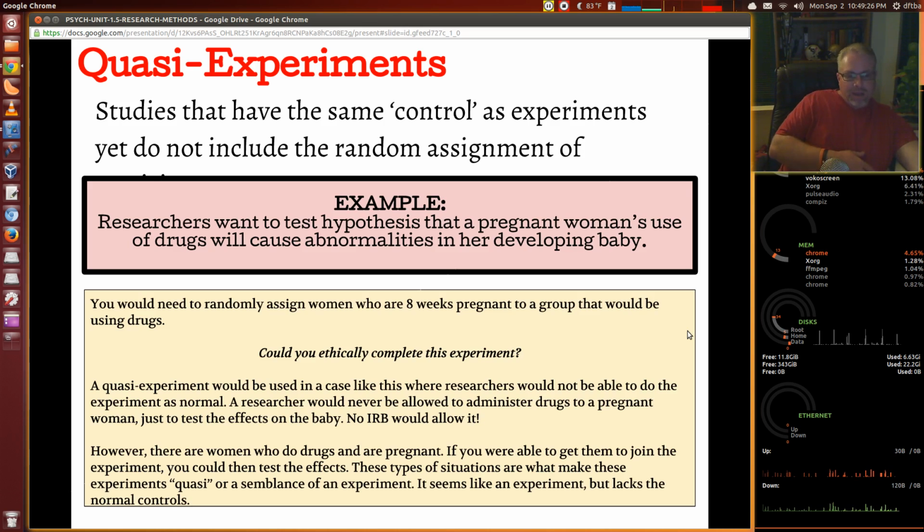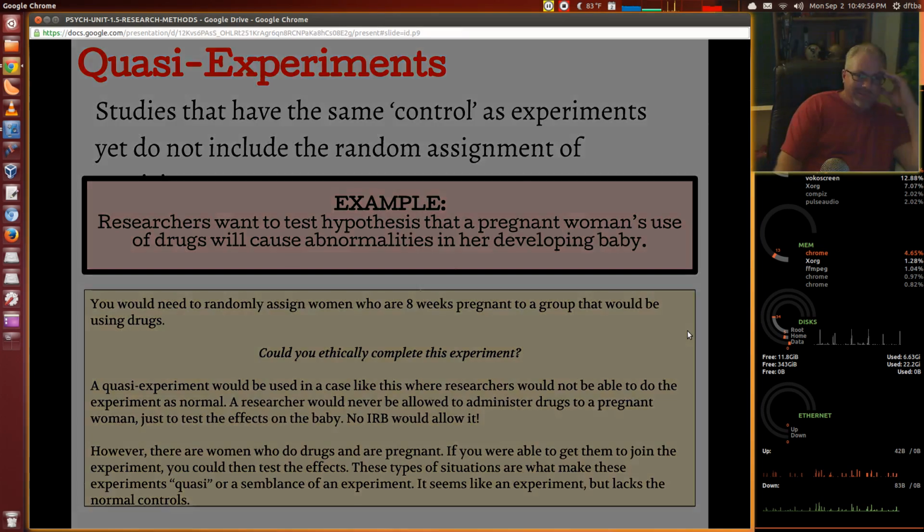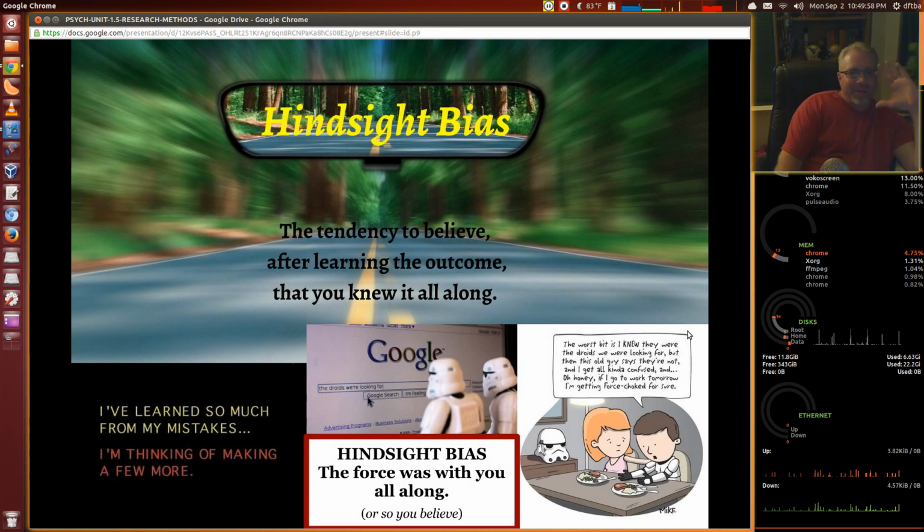on the baby. I mean, if you were going to take this initially to somebody, no IRB, no independent review board would allow this. However, women who are doing drugs or smoking or whatever the case may be and are pregnant, that's still happening, I'm sure, in the population. If you were able to get those people to join your experiment, you could test the results on them and see what the impact was on the fetus or the developing baby. This one kind of bums me out. Don't do this.